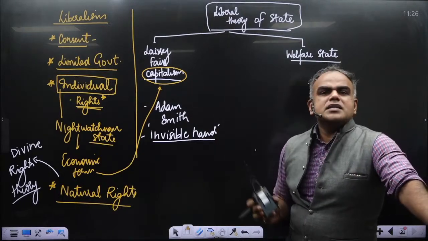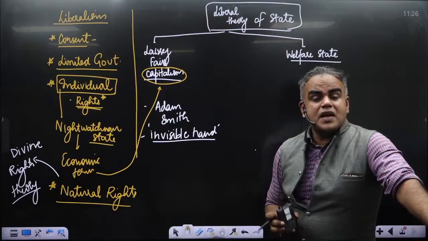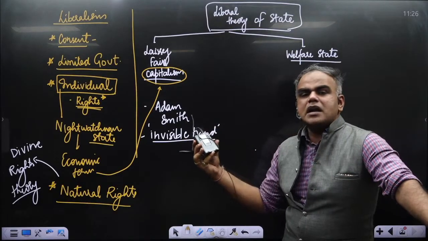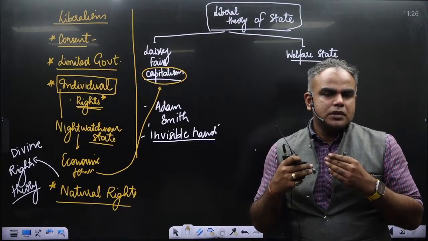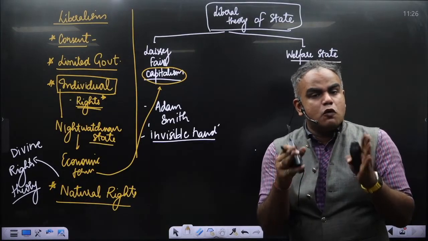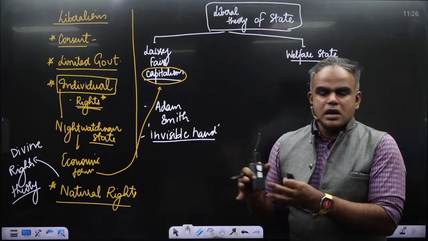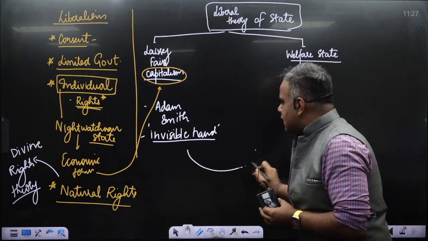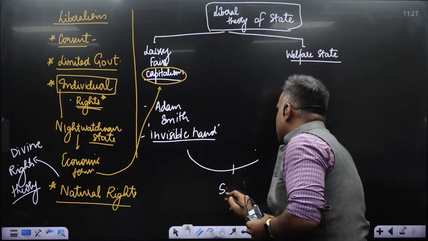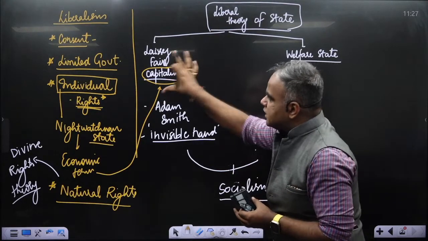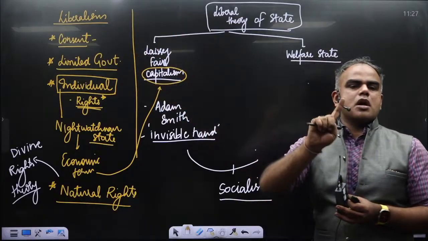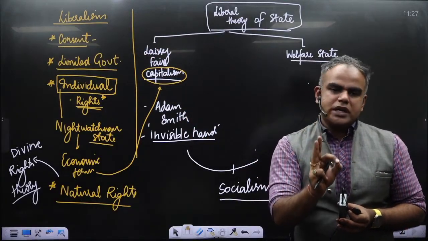Now, when there is laissez-faire capitalism, there will be claims that everybody should work as much as they can. So naturally, over a period of time, this will lead to widespread inequalities. These inequalities will ultimately lead to the spread of socialism. Now, capitalism and classical liberalism will talk about equality of opportunity.